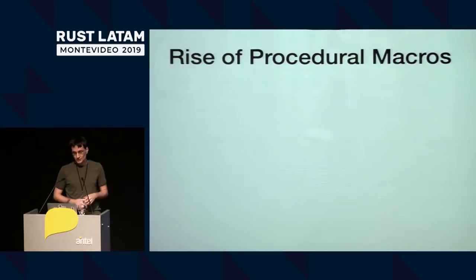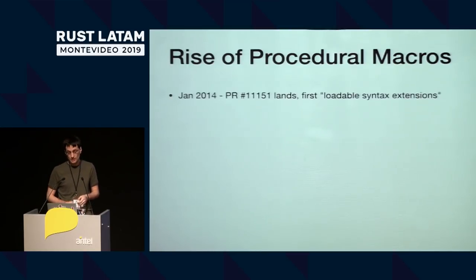So to start off, I'd like to tell you about the rise of procedural macros and a little bit of history of how we came from the dark ages of Rust 1.0 to the procedural macros that we have today. The first thing you'll notice is that back in January 2014, about a year before 1.0 was released, we have this pull request number, the infamous 11151, "land loadable syntax extensions." This was the first foray into having externally defined, loadable libraries on crates.io that you can use to modify the syntax in the compiler.